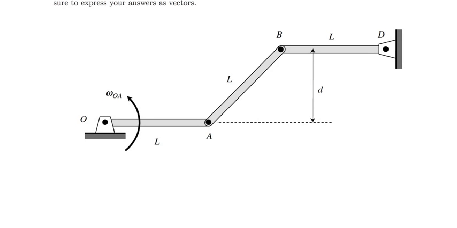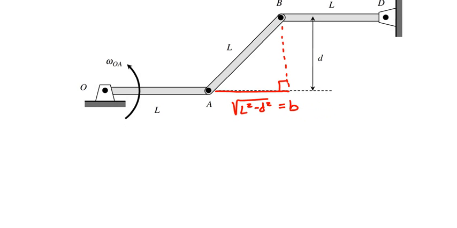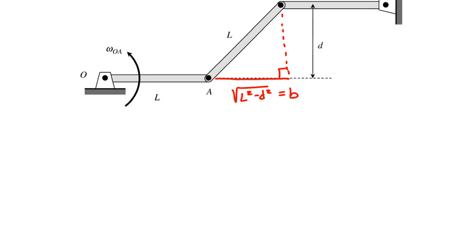Before we get going too far, I'm going to define a little bit of geometry. I'm going to need the horizontal distance between points A and B throughout this problem. Because this is a right triangle, it is the square root of L squared minus D squared. Since I don't want to write that continually, let's call it the distance little b.